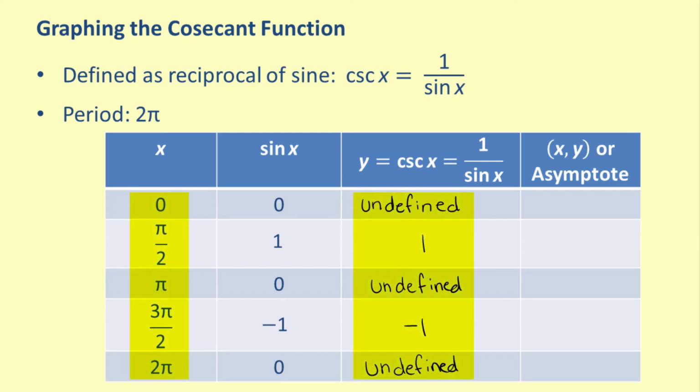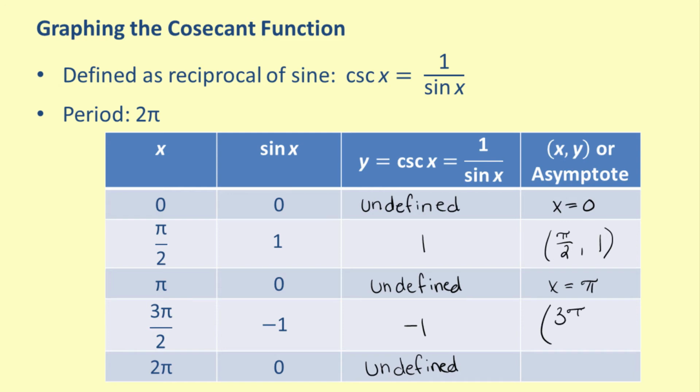Using x and y, let's now fill in the coordinates of each critical point if they exist. If the cosecant is undefined at a certain x, we will have a vertical asymptote at that value. Thus, we have a vertical asymptote at x equals 0, a critical point at pi over 2, 1, a vertical asymptote at x equals pi, a critical point at 3 pi over 2, -1, and a vertical asymptote at x equals 2 pi.